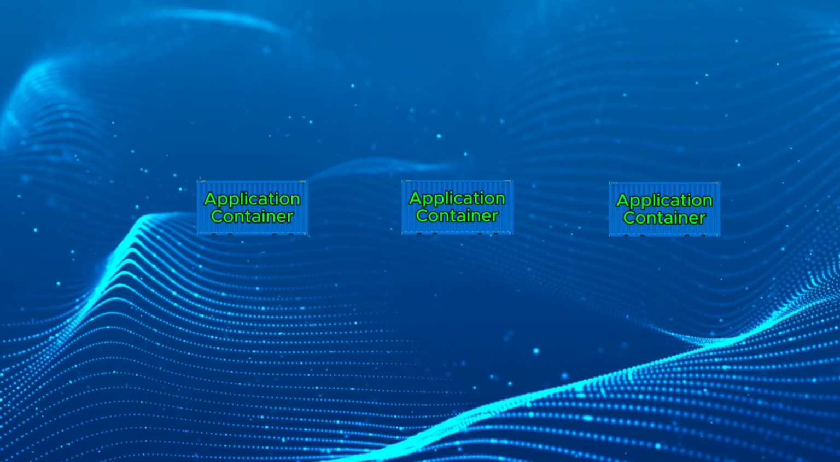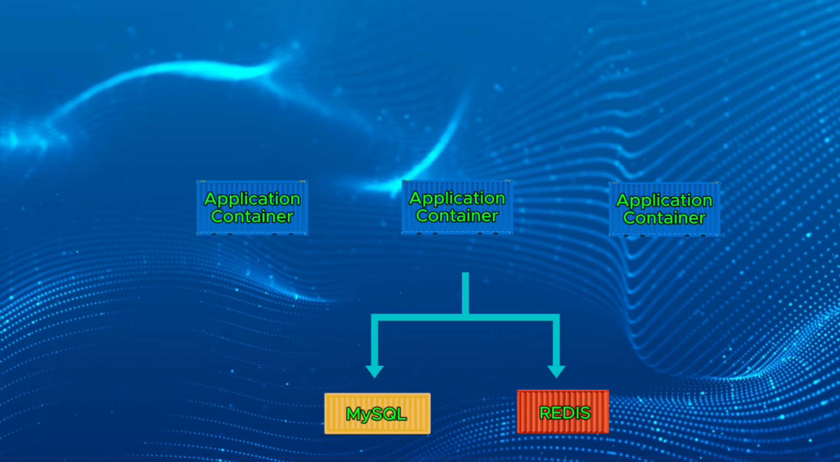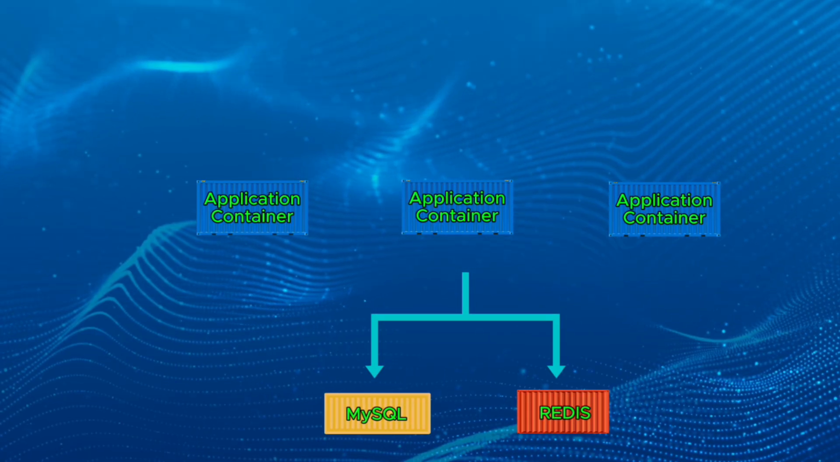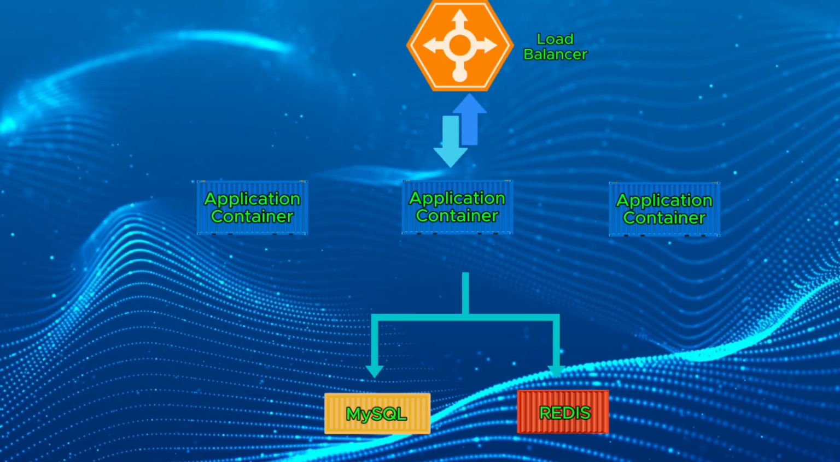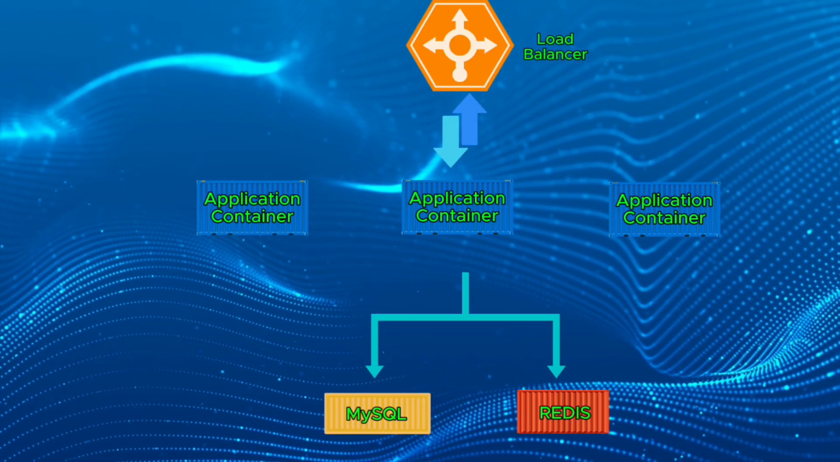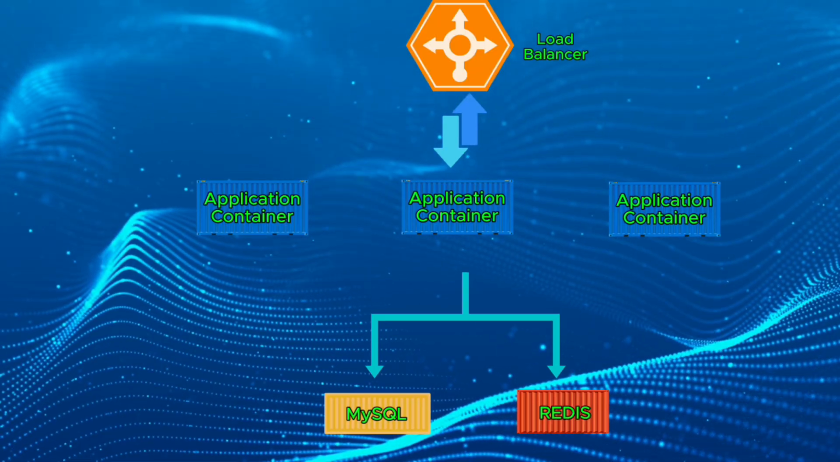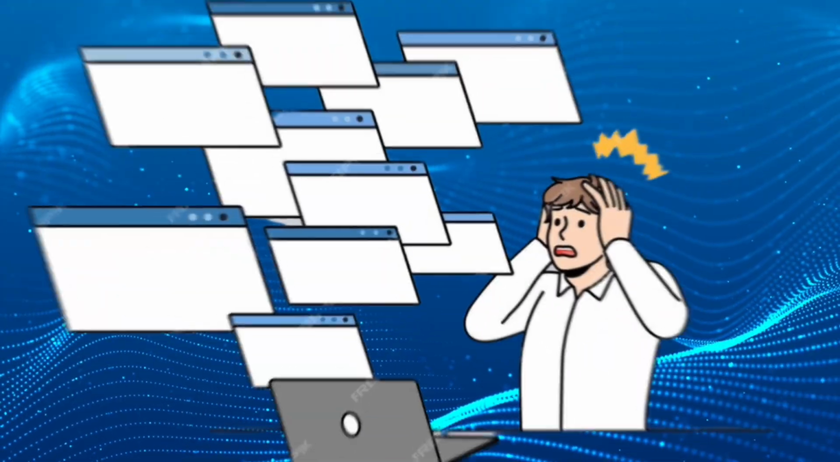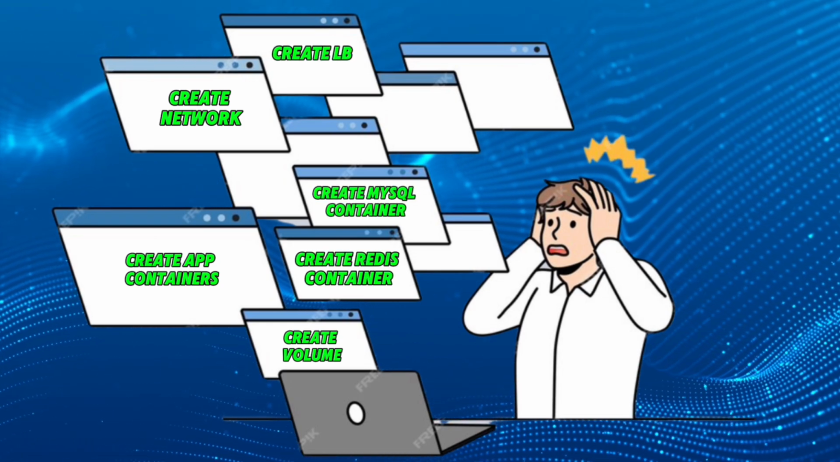Let's say we want to build 3 application containers that talk to a MySQL database container and use a Redis cache. As a traffic cop, there is a load balancer which handles the request from the end user and distributes the load across the application containers. This requires lots of Docker commands and requires careful configurations.